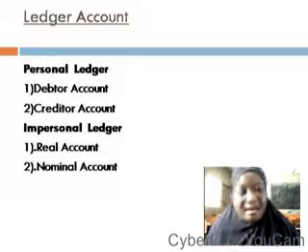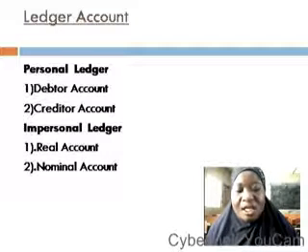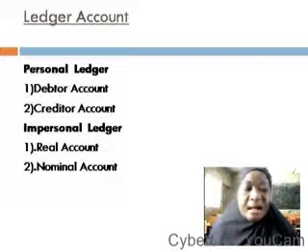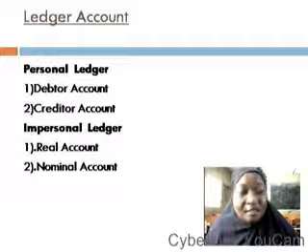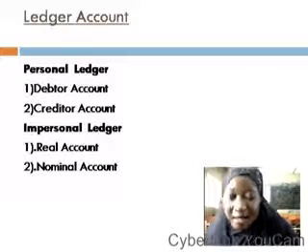Let's look into real account. This relates to assets and liability, e.g. furniture account, loan account. But nominal account, these are related to income and expenditure of the business, e.g. sales account, salaries account, and wages account.